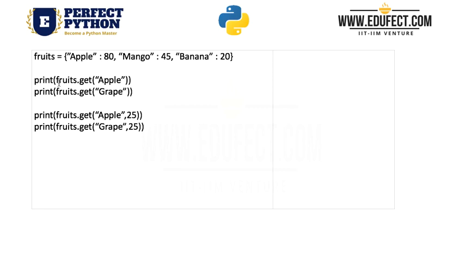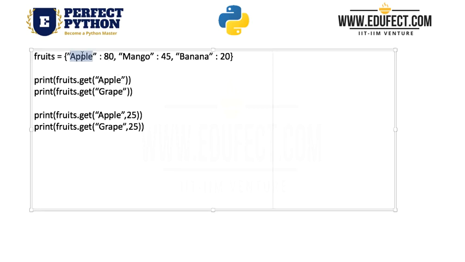So here we are saying print fruits.get apple. Apple exists in the dictionary, yes. So it will fetch its value and hence what will get printed here is 80. Now we come to the next line, print fruits.get grape. Now does grape exist in the dictionary as a key? No. So in this case, None will be printed and we will not get an error and the code will continue.